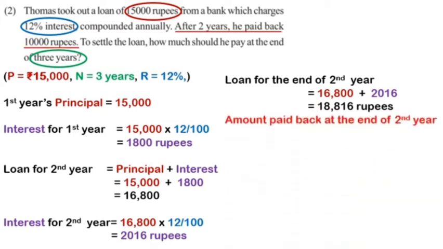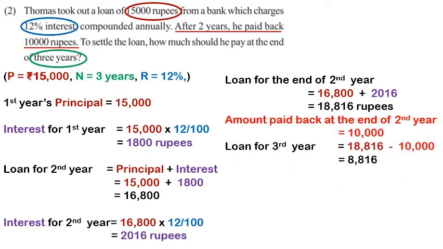18,816 rupees. The amount paid back at the end of 3 years is, sorry, this is the amount at the second year. Okay, we have 3 years, so we want to find once more. So the amount paid back at the end of the second year is 10,000. After 2 years he paid back 10,000 rupees.